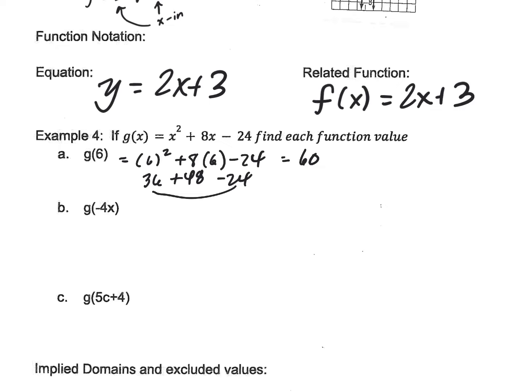All right. G of negative 4x. What are you going to do? Insert the negative 4x into all the x's. Yeah. Everywhere you have an x, you put in negative 4x instead. Now it's squared right here, so what are you going to have to make sure you put in? Put it in parentheses. Negative 4x squared plus 8 times negative 4x minus 24.